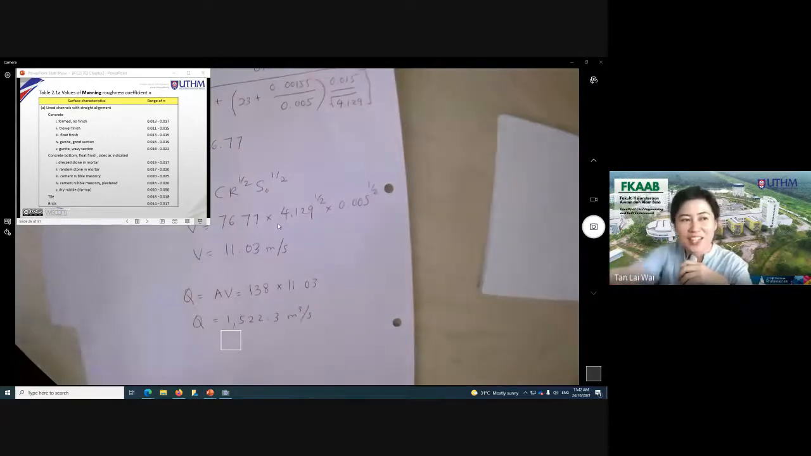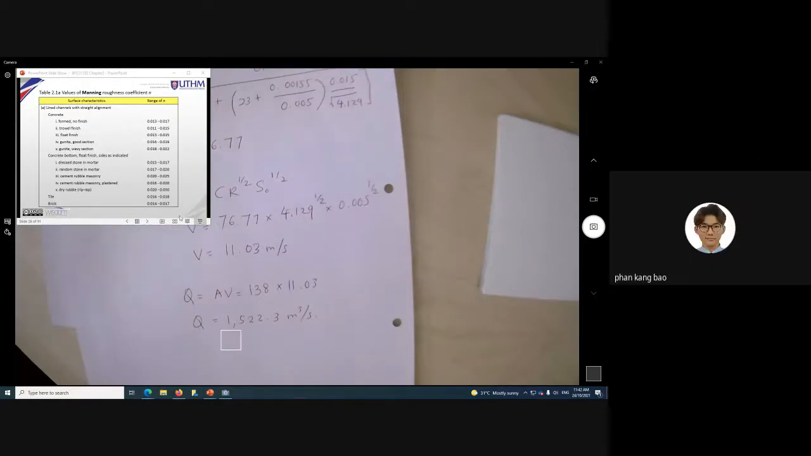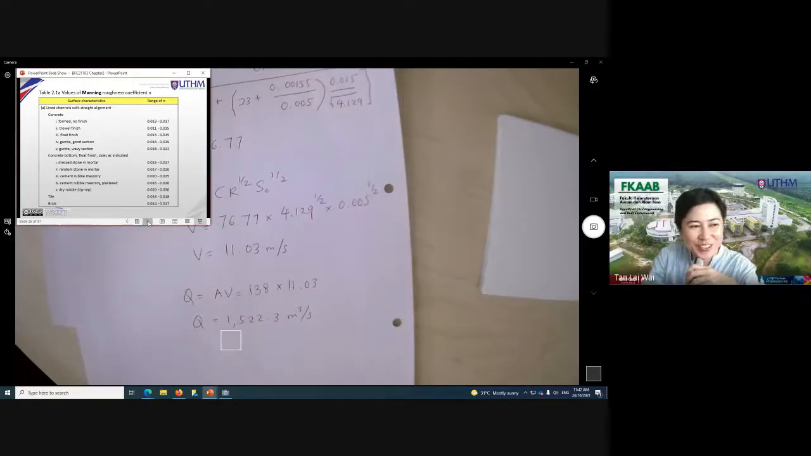I hope you are clear. It depends, but to make it easier, take the average. Actually, if you are using 0.013 or 0.017, it's not wrong, you still get full marks, unless I ask you to justify why you use that number. Okay, all right. Thank you.